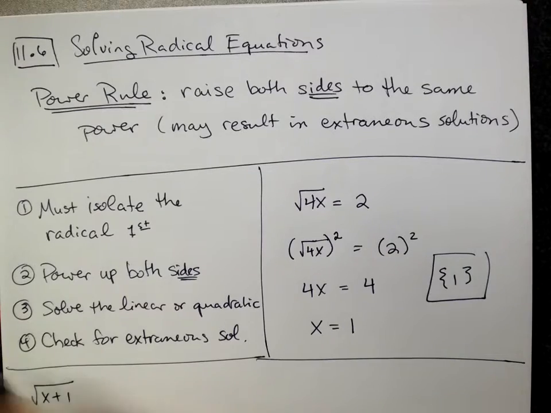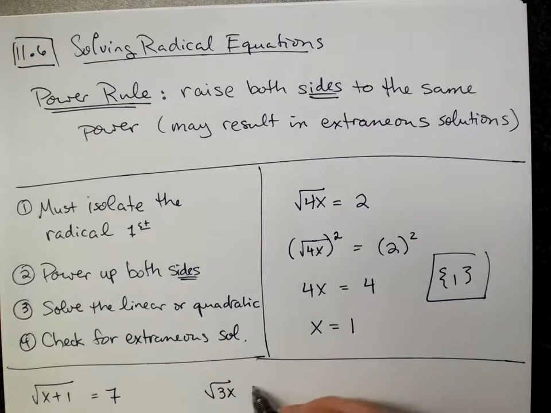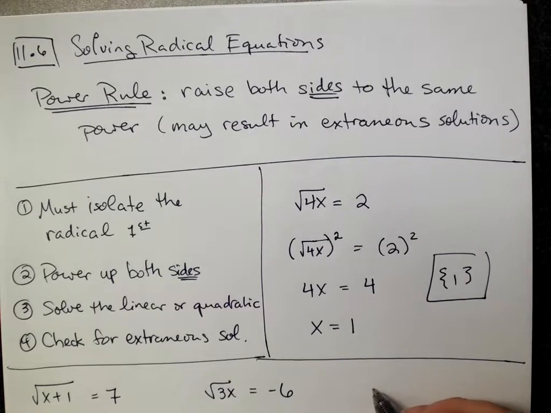So I know these are a little rushed, but I want to give you a variety of things to look for as you try them yourselves and move forward. So we've got that one. Square root of 3x equals negative 6. And then also square root of 5x plus 6 plus 2 equals 8.